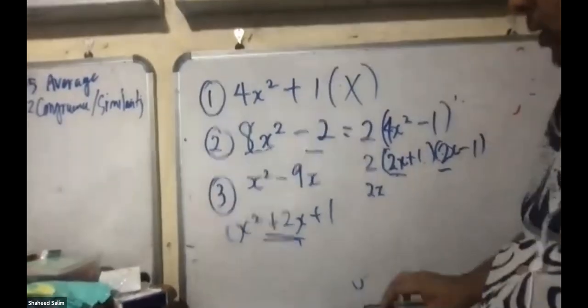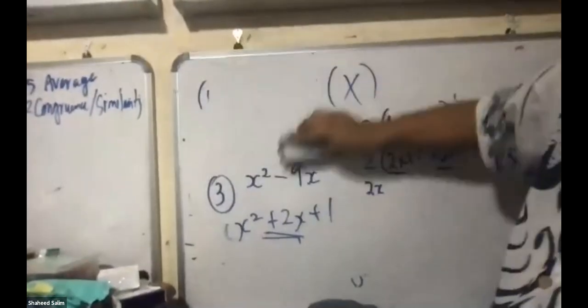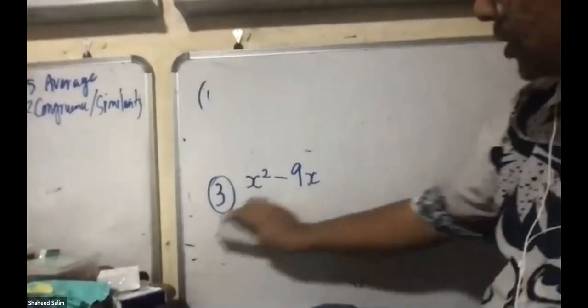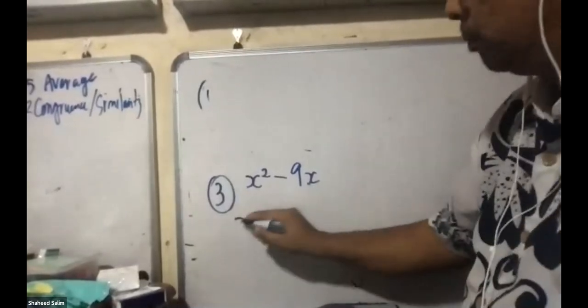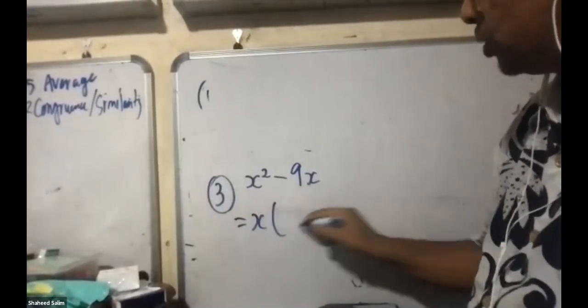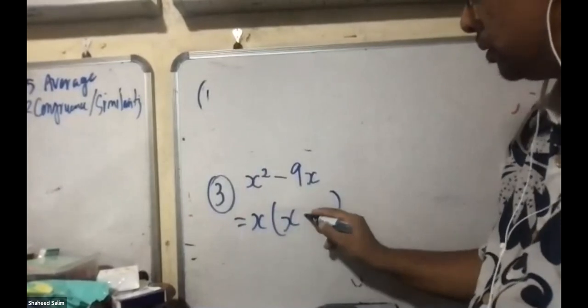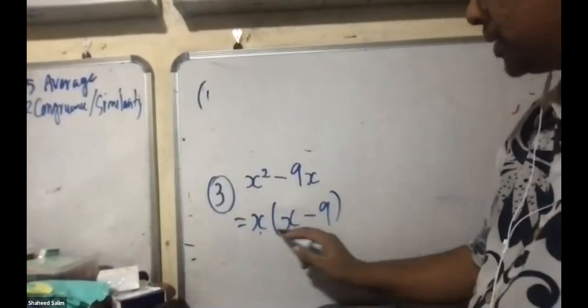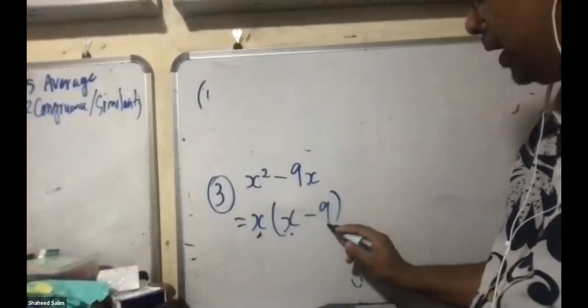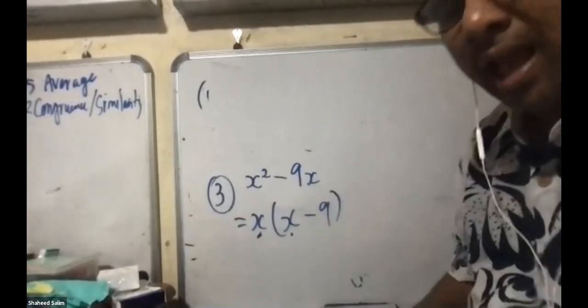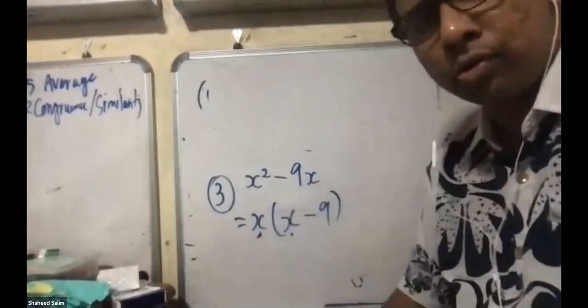Okay, the last one. The factorization is a simple one. Both of them have x in common. Take the x outside. X minus 9. X times x, x squared. X times 9, 9x. You see, how do we know when to do this one, when to do crisscross?